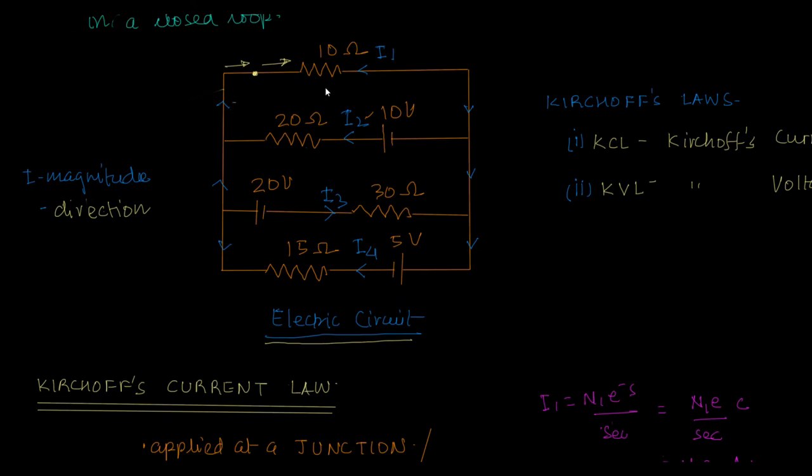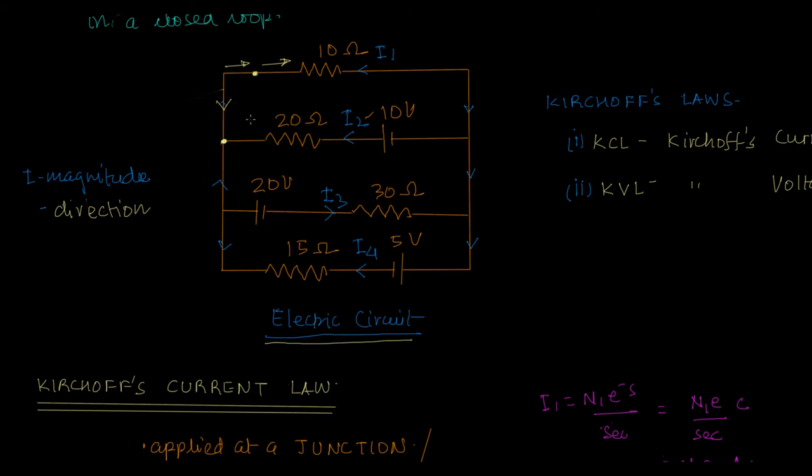So this is wrongly done. If this is right, then this is wrong. If this is wrong, then this is right. Let us say I take the direction to be this. So I erase this direction and convert it into this, right? Now, by the definition that we saw right now, this forms a junction.